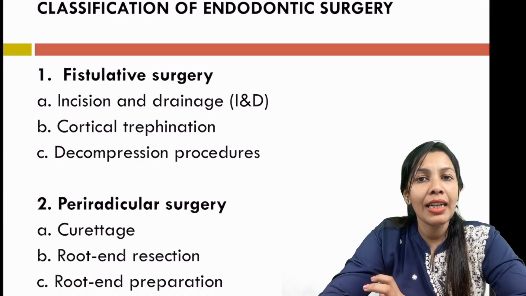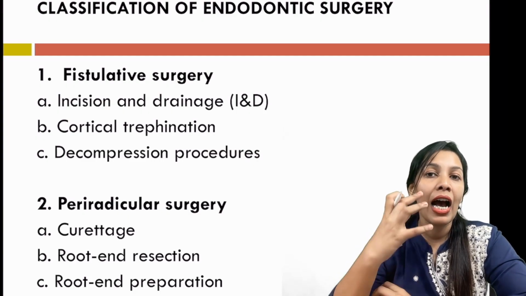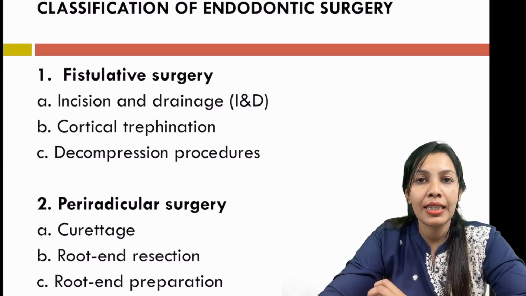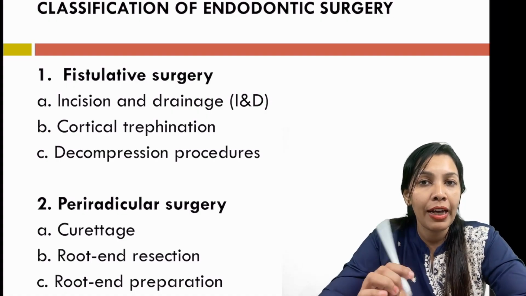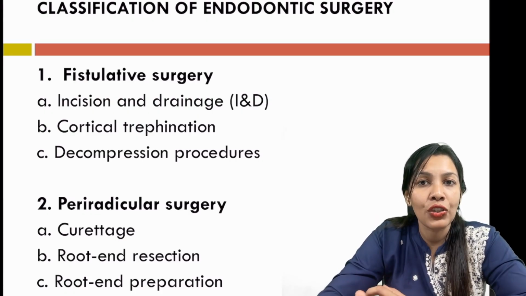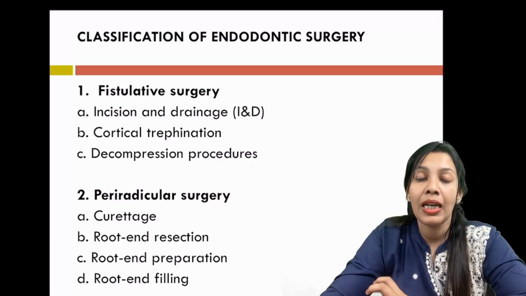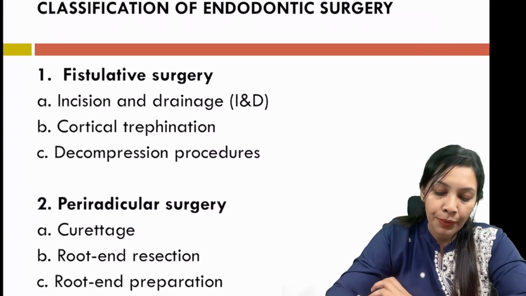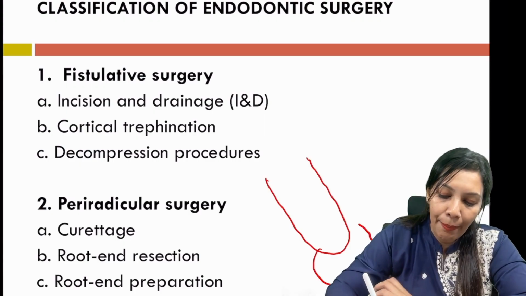So what is the classification of endodontic surgery? Endodontic surgery includes incision and drainage. In patients where we have a swelling, we need to put our incision so that the drainage of pus takes place. Cortical trephination is also where we will apply a small window on the cortical plate, which actually relieves the pressure, and decompression procedures. Periradicular surgery is included in certain cases where there is a large lesion in the periapical area.